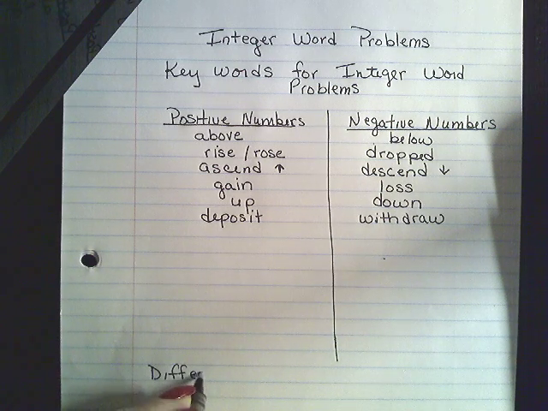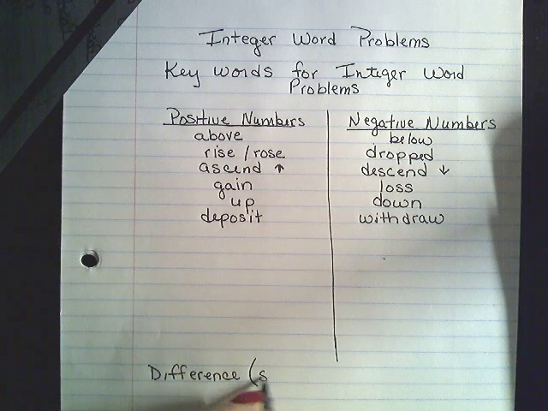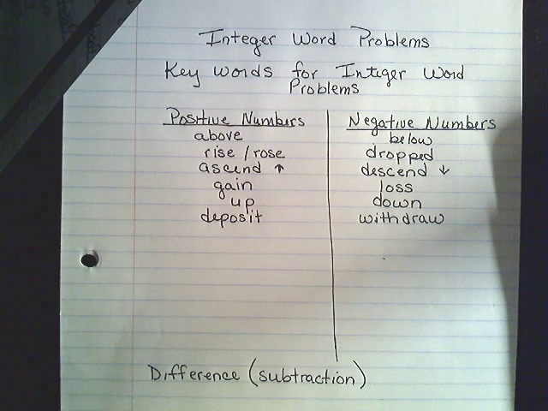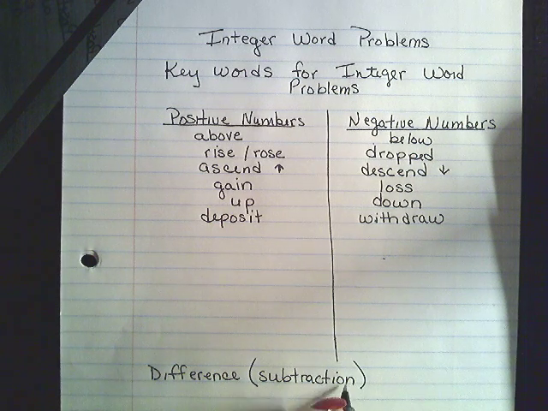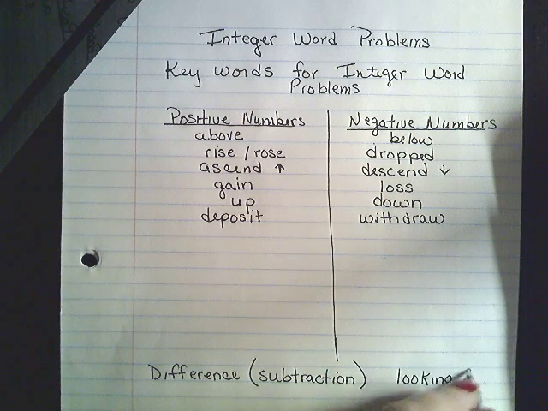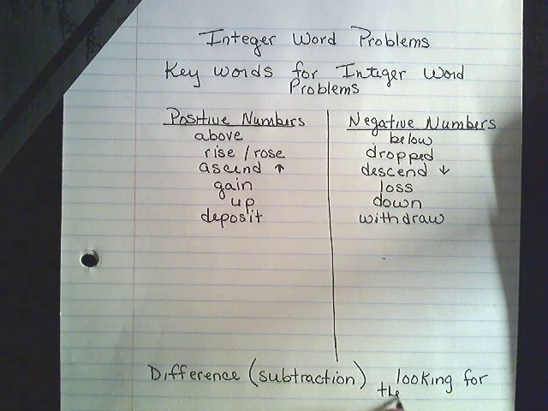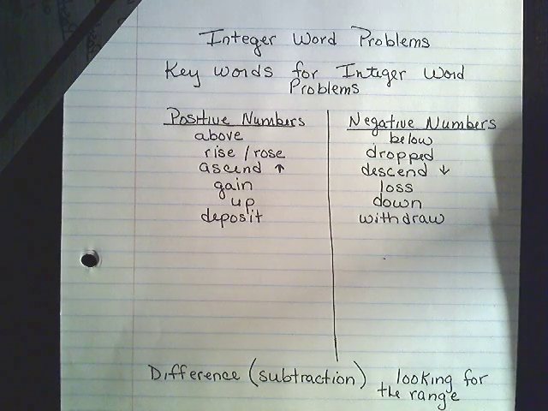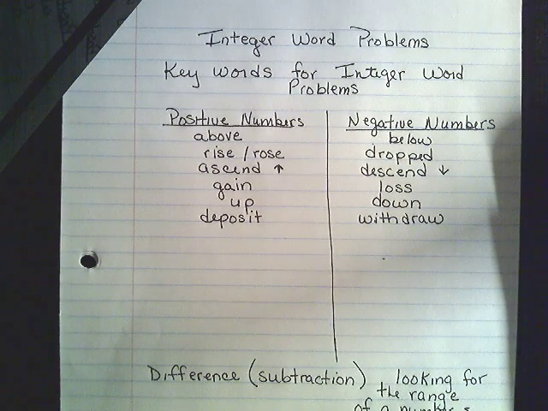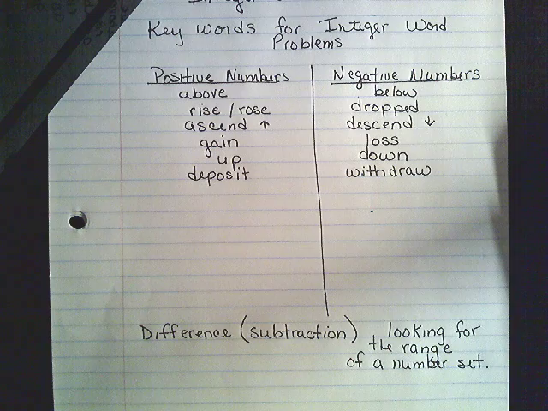I also want to talk to you about the word difference. Now, difference to us always means a subtraction problem. So if I'm looking for the difference in temperatures, I'm looking for a subtraction problem. Think of it as looking for the range of numbers. We're going to see that quite a bit in our examples and in our word problems.